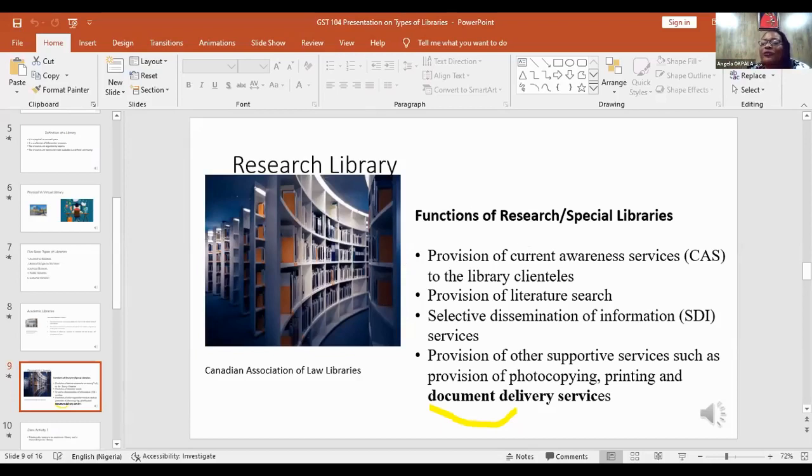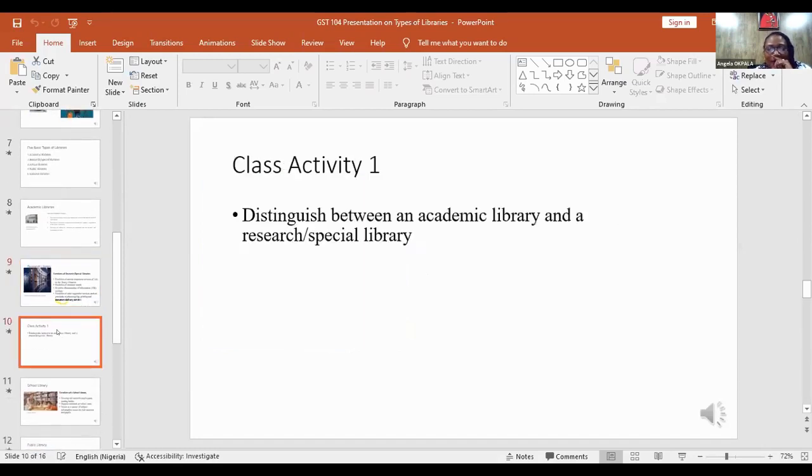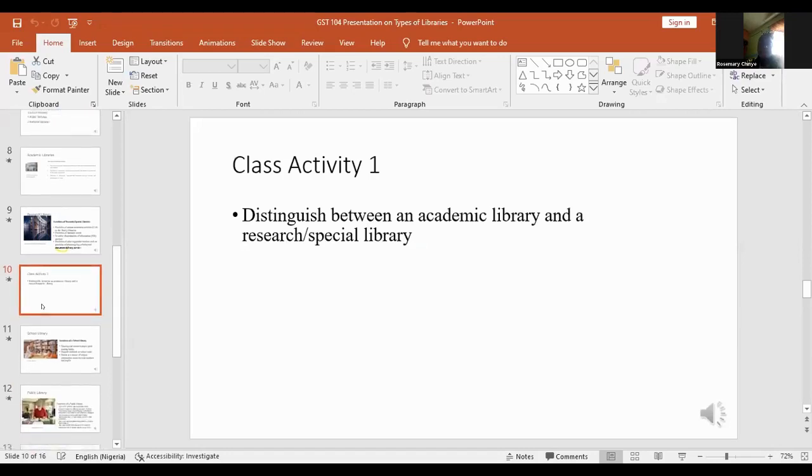When you look at some of the functions of these libraries, they are unique. In this research library, although current awareness services you will still find in other libraries, these ones pay special attention to services like selective dissemination of information for their clients who get there. Good. So that is for the research library. I'm sure you have all answered this, so we are not going back to it. We have even distinguished between the academic and the research library. So you have done this. We are going to carry on with our lecture.